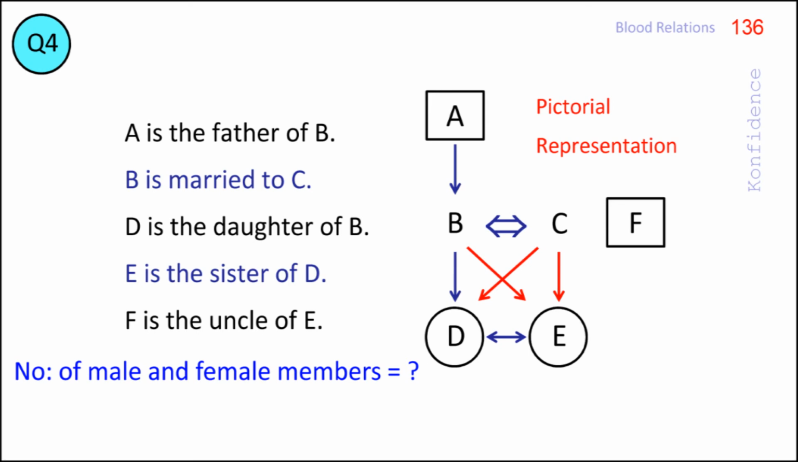We know the genders of 4 family members here. What we do not know are the genders of B and C. However, as they are married couples, we can be sure that one among them will be a male and the other a female. So, from the diagram, we can see that there are 3 males and 3 females in the family.